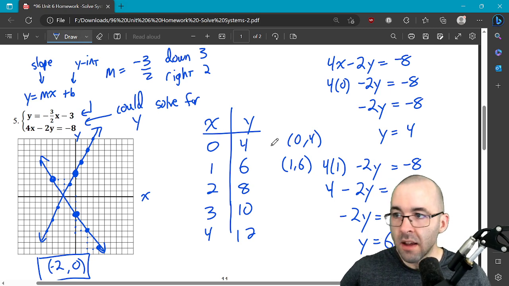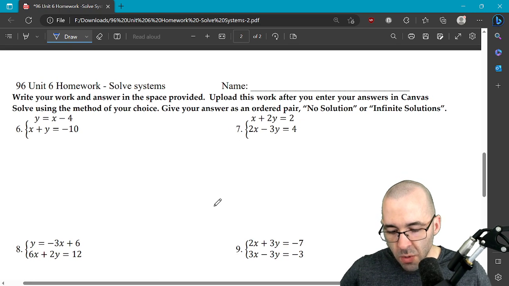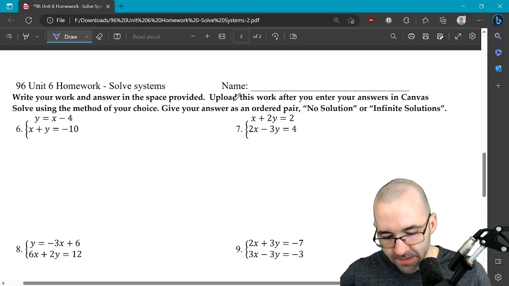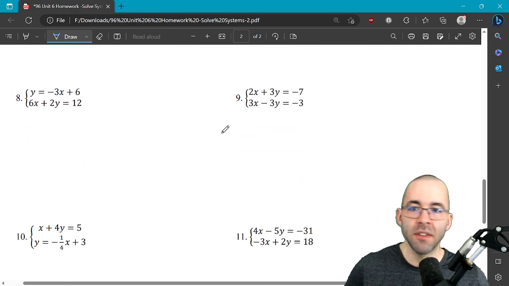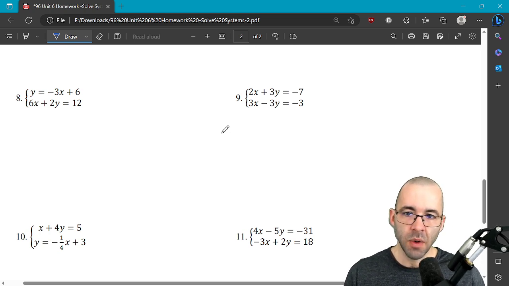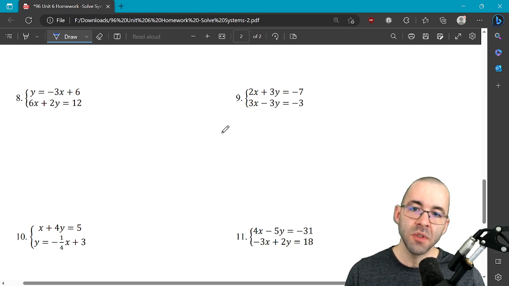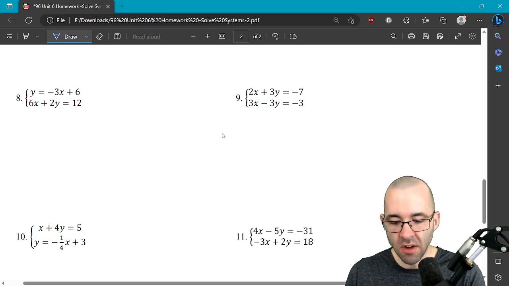All right. Next up, let's go to number 8. Write your work and answer in the space provided. Okay, very similar instructions. But this time we're going to do analytical methods. So we can either use elimination or substitution for this one. All right. So let's use substitution. It's a pretty nice substitution because we already have something that's solved for y.